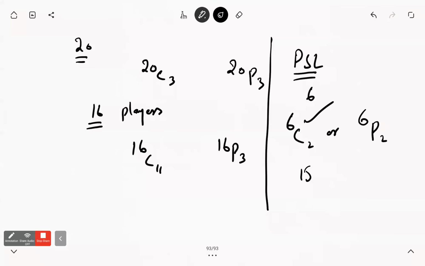So in this case, we will apply 6C2, meaning combination. The internal order is not important here.